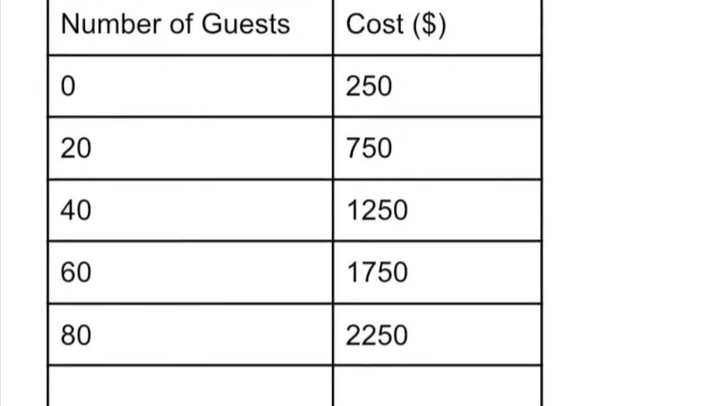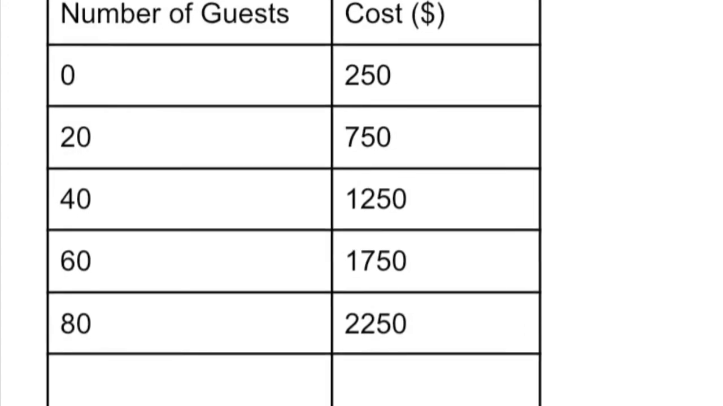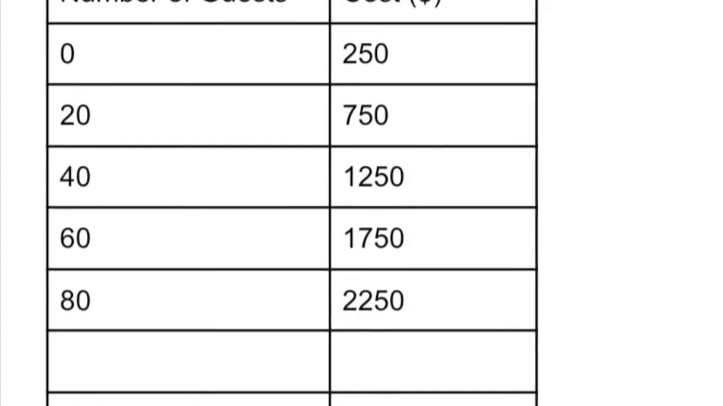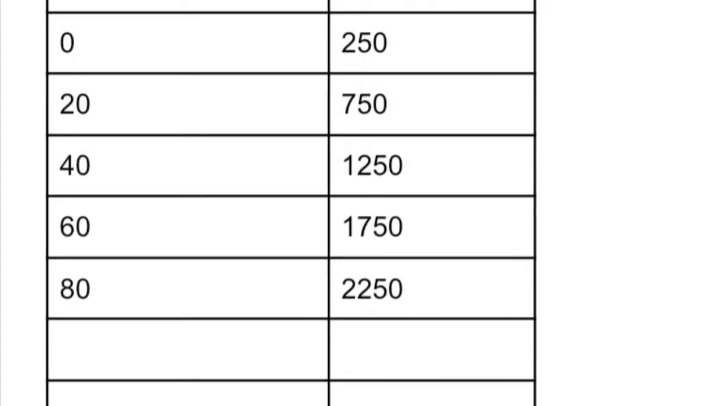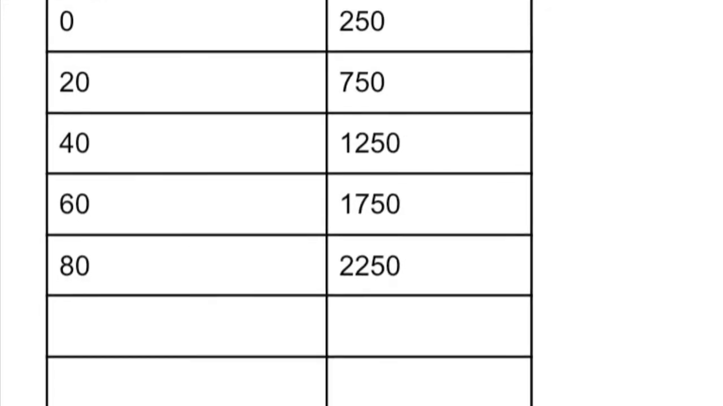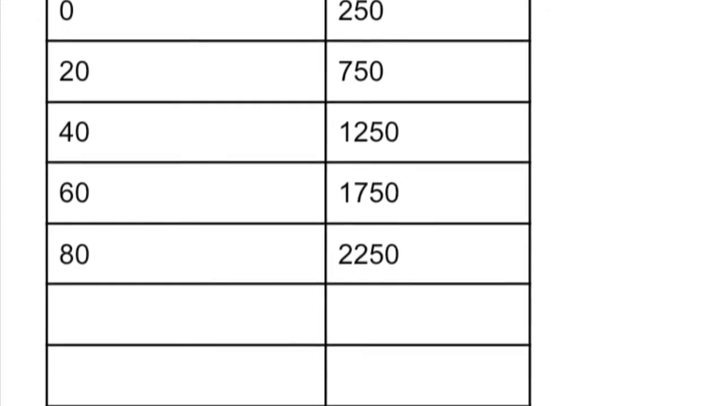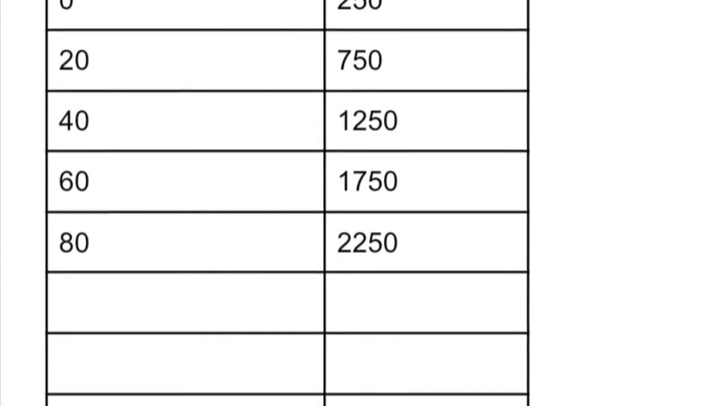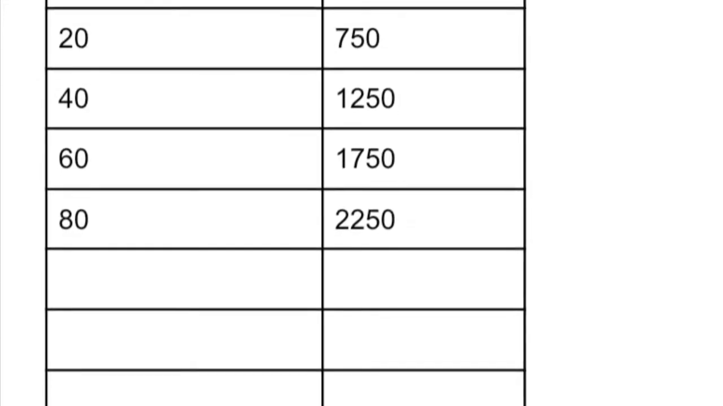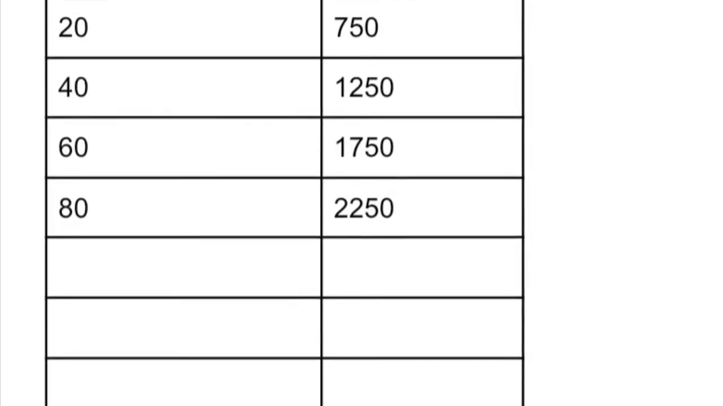So I've completed the table of values, and I hope you have too. I really hope you pressed pause and tried it on your own. Now you can check to make sure that your table of values matches mine. We can see that it starts at 250, and then at 20 it's 750, at 40 it's 1,250, at 60 it's 1,750, at 80 it's 2,250. It's jumping by 500 each time.